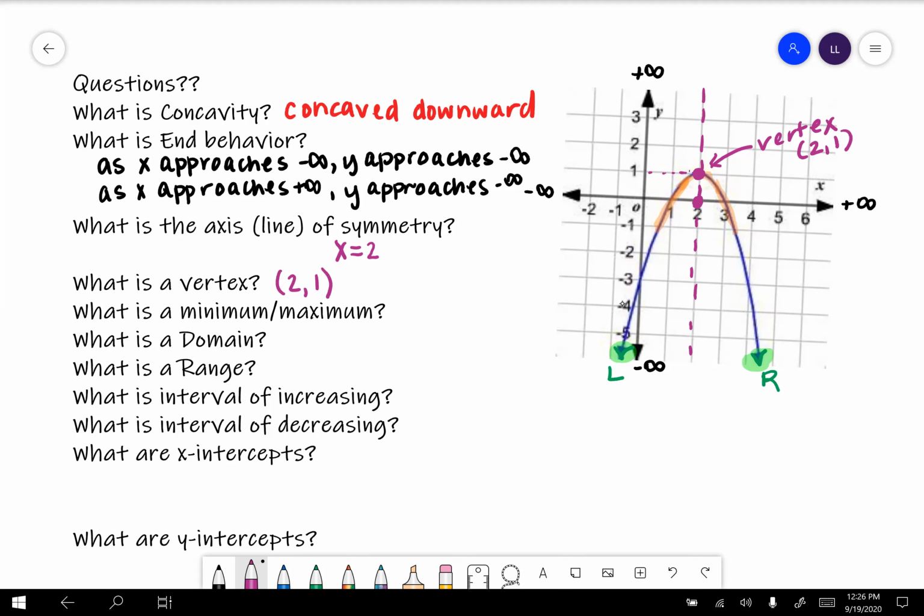Now we can determine whether our vertex is a maximum or minimum. So our function here has a maximum value at 1. The y-coordinate is 1. So a maximum value at 1.